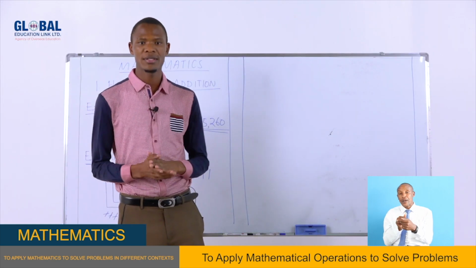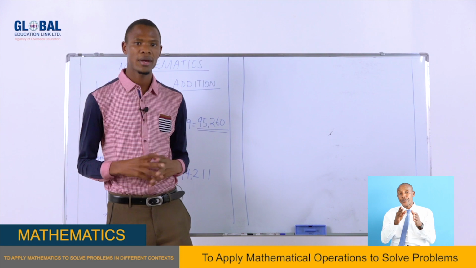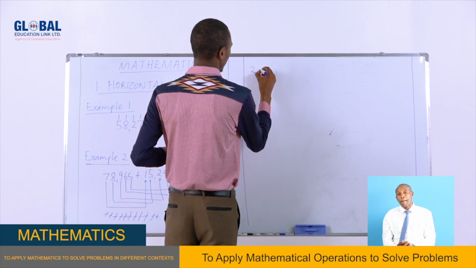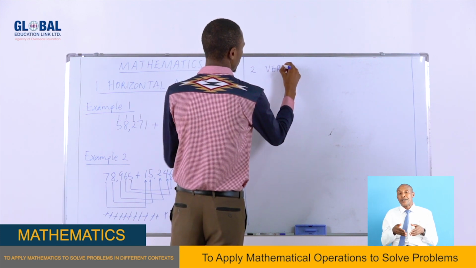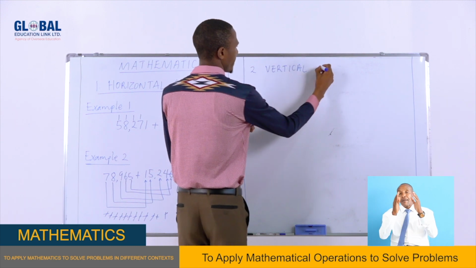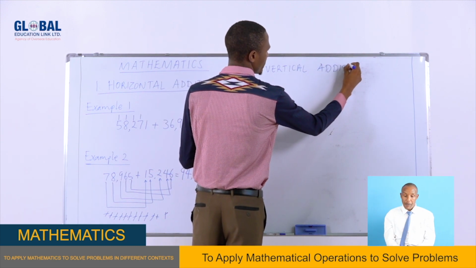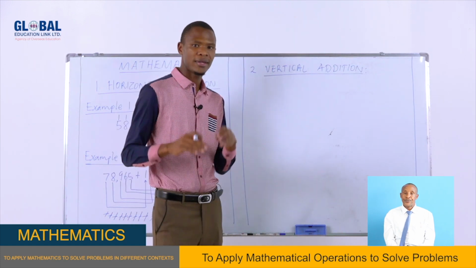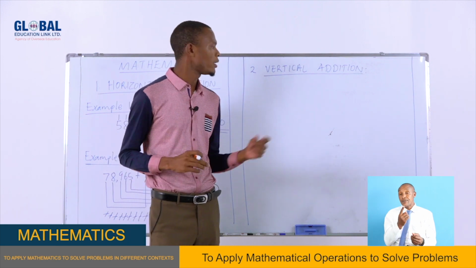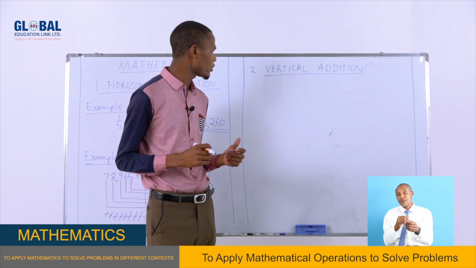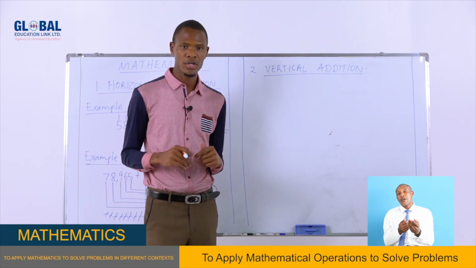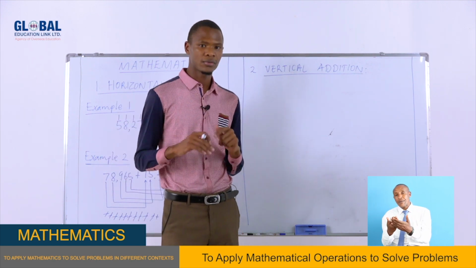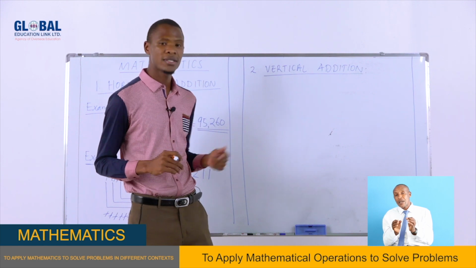Dear pupils, now let us see the second way of doing addition, and this is vertical addition. Dear pupils, it is very easy to find the sums of numbers by using this method, simply because all digits are arranged according to their place values. So let us see more examples on how to find the sums of numbers vertically.